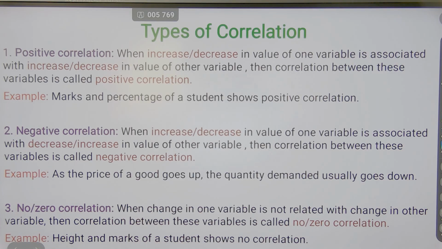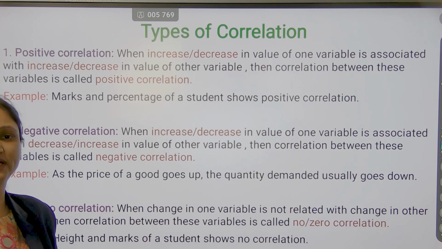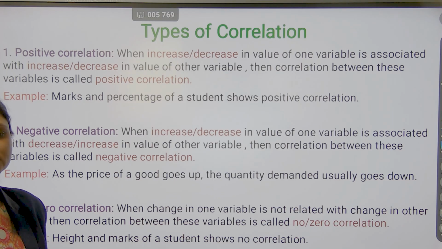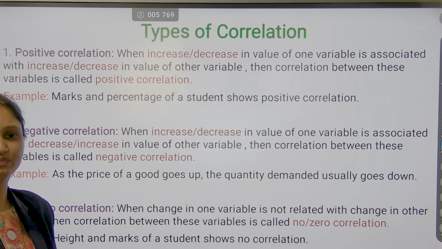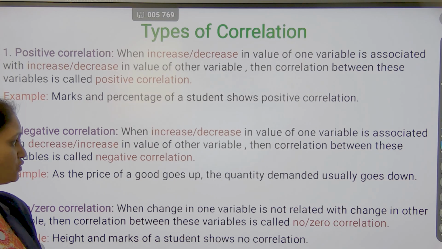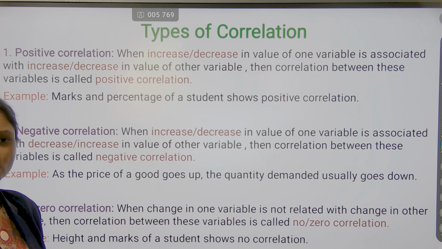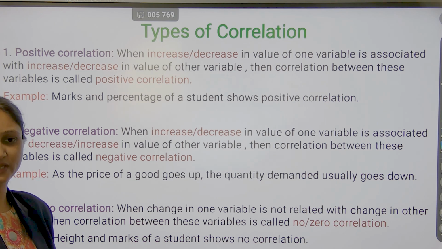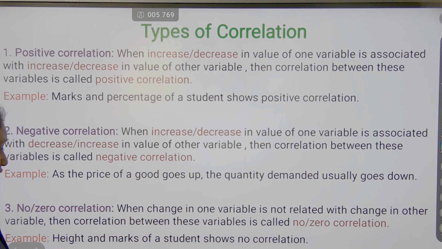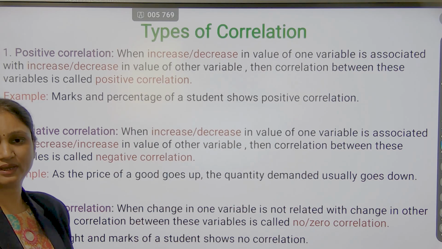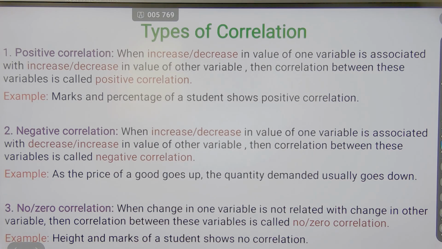Next is negative correlation. Here the increase in value of one variable is associated with a decrease in value of another variable, or the decrease in value of one variable is associated with the increase in value of the other variable. This correlation is called negative correlation. The example is: as the price of a good goes up, the quantity demanded usually goes down. When the price of goods is high, the demand will be reduced. So this is the negative correlation.